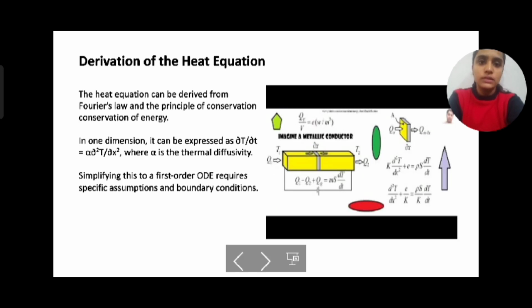Derivation of the heat equation. The heat equation can be derived from Fourier's law and the principle of conservation of energy. In one dimension, it can be expressed as dou T by dou t is equal to alpha dou square T by dou x square, where alpha is the thermal diffusivity. Simplifying this to a first order ODE requires specific assumptions and boundary conditions.